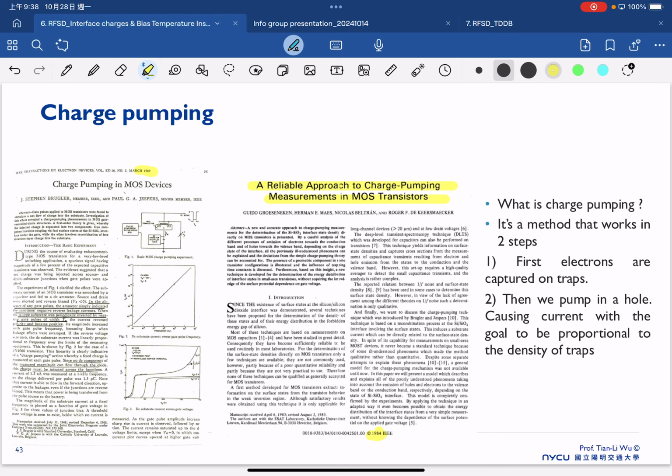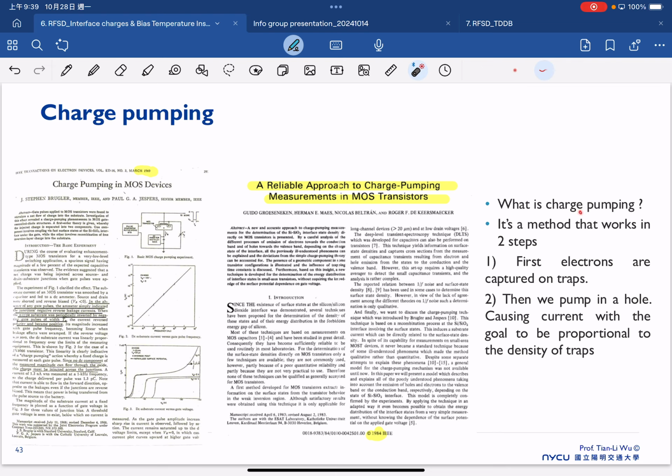After this was published, people started to have a more systematic way to use charge pumping to characterize interface state. Although it was published in 1984, the same age as me, so almost 40 years already, it is still the most important and most classical paper related to charge pumping. If you need to use charge pumping techniques in the future, you definitely have to study this paper, because everything became more systematic starting from it.